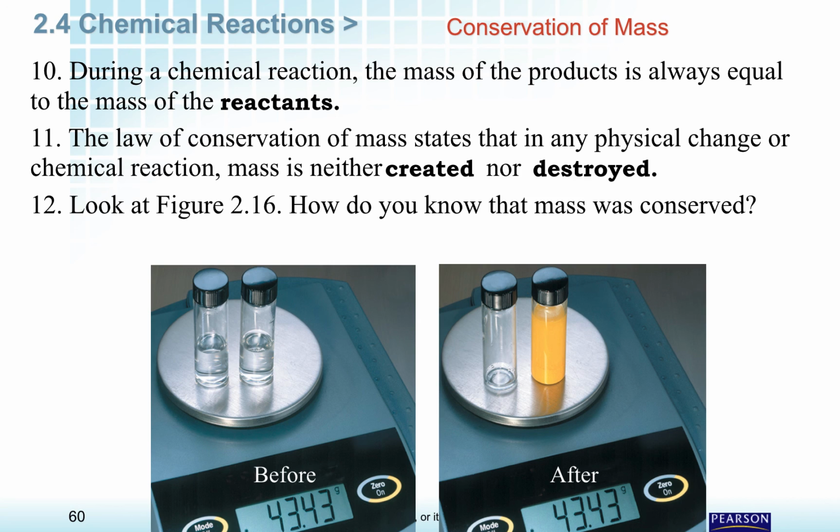And the total mass of the vials and the reactants is 43.43. When I mix them together and place them back on the balance, I see that the reaction has occurred because I have a yellow precipitate and I have an empty vial. But the mass is still 43.43.